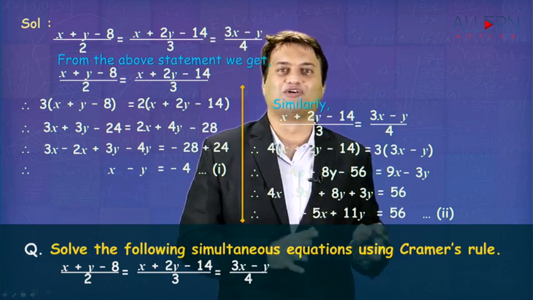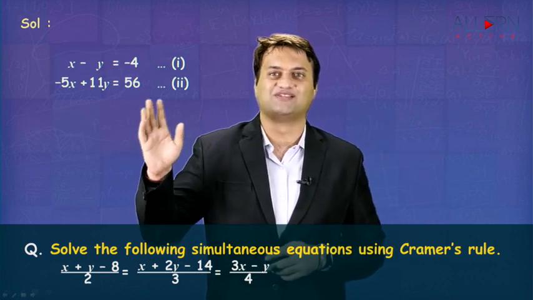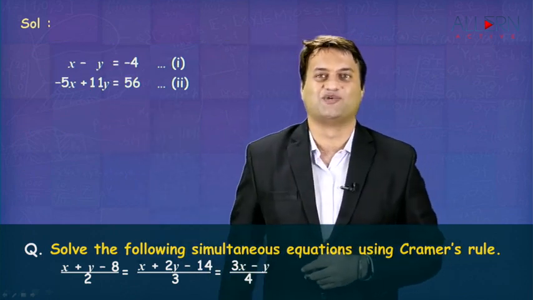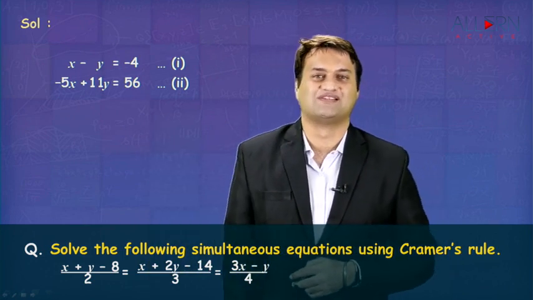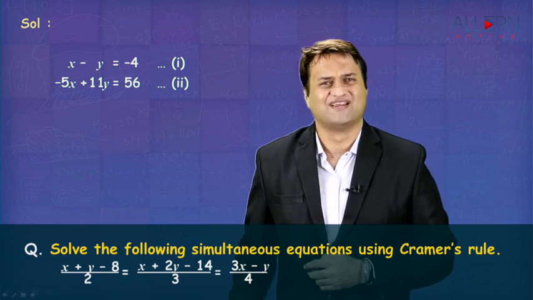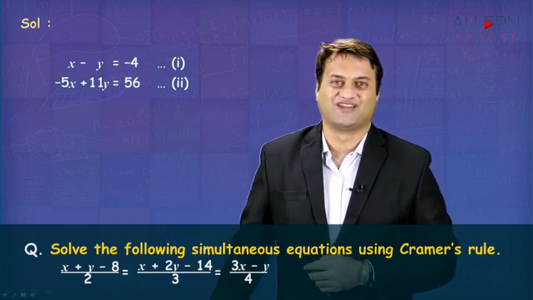So now we got our two normal simple equations. The first equation, x minus y is equal to minus 4, and the second equation, minus 5x plus 11y is equal to 56. Now we just need to solve it using Cramer's rule.